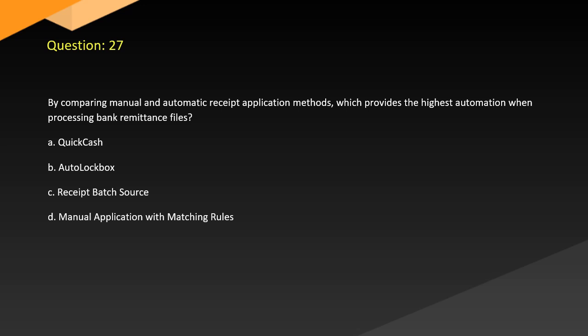Question 27. By comparing manual and automatic receipt application methods, which provides the highest automation when processing bank remittance files? A. Quick Cash. B. Auto-lockbox. C. Receipt batch source. D. Manual application with matching rules.